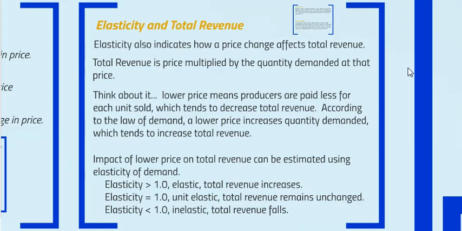So if elasticity is greater than 1, you're elastic, and then your total revenue should increase. If elasticity is equal to 1, it's unit elastic, and your total revenue should remain unchanged. And when your elasticity is less than 1, it's inelastic, and your total revenue falls.